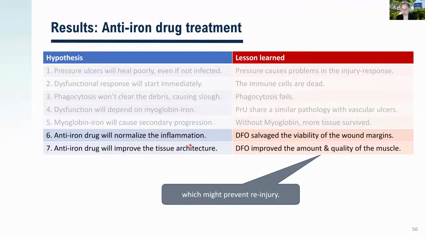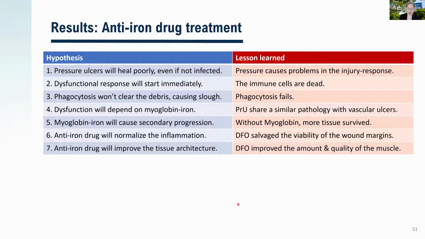Let's see. So we can improve the quality and quantity of muscle, which might prevent re-injury. And overall, it's really a set of lessons that we've learned. They're all interrelated hypotheses about what's going wrong. That there's this damage from myoglobin and oxidative stress that then causes a whole lot of other things to go wrong. Phagocytosis fails and regeneration fails.